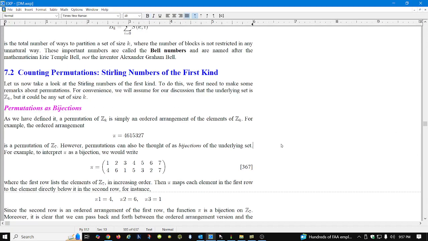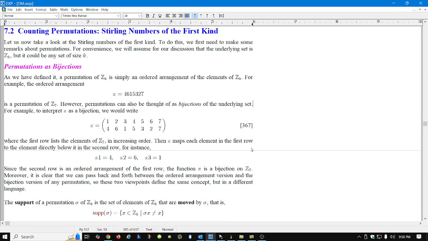In this video, we're going to talk about the Stirling numbers of the first kind. And in order to do this effectively, we first need to make some comments about permutations. For convenience, I'm going to assume for this discussion that the underlying set is the set Zk, the integers from 1 to k. But it could be any set of size k, it doesn't matter, but this will be the most convenient one to use.